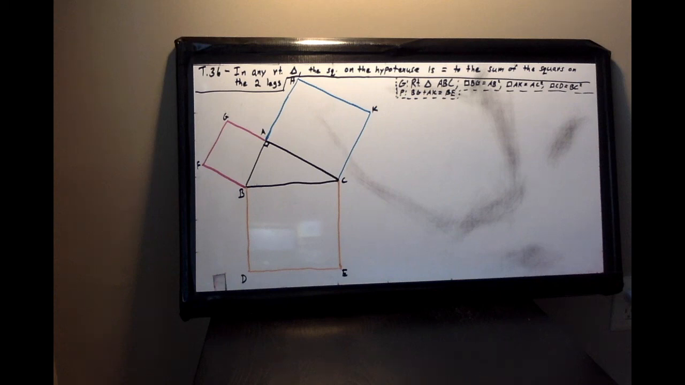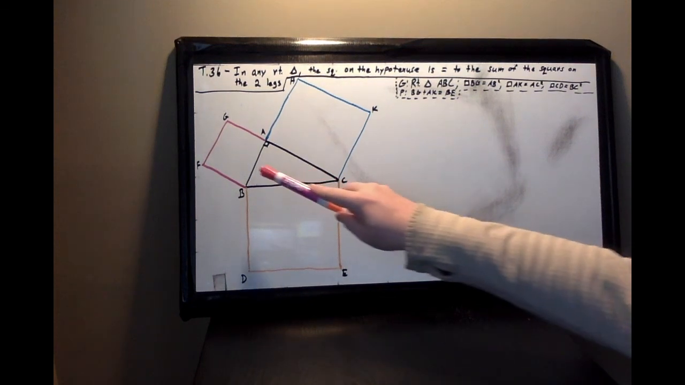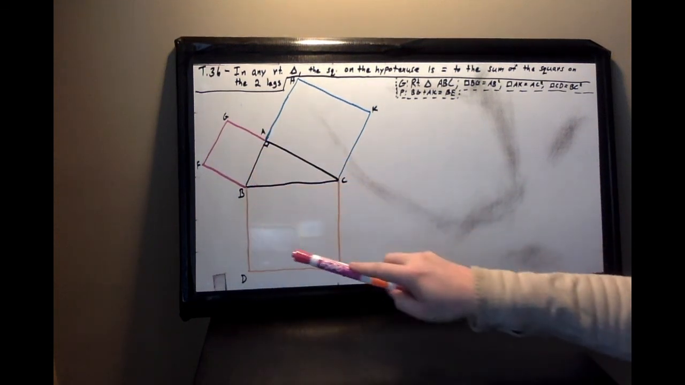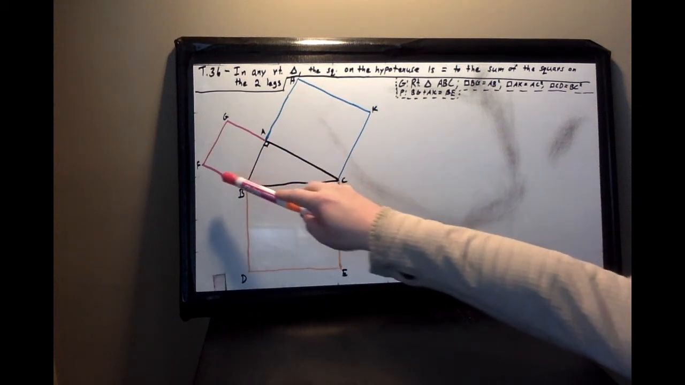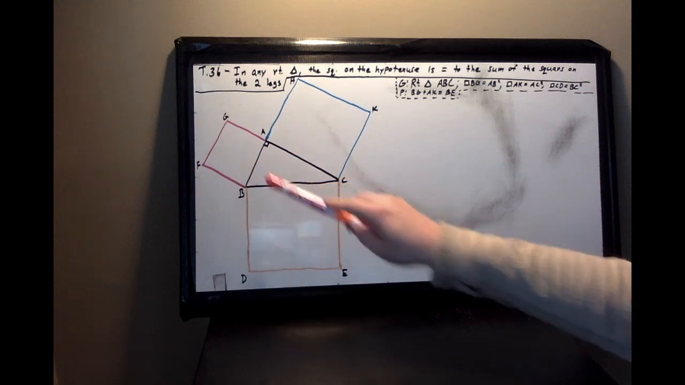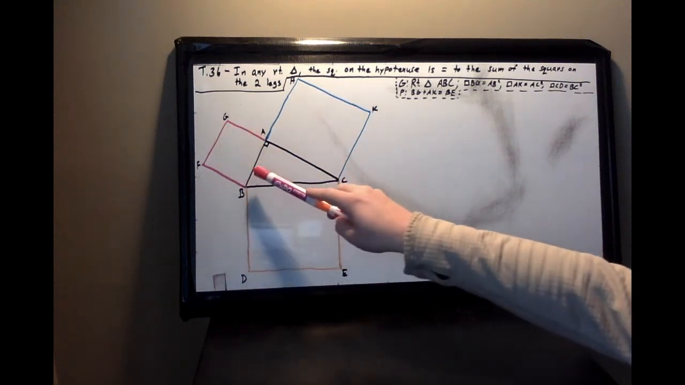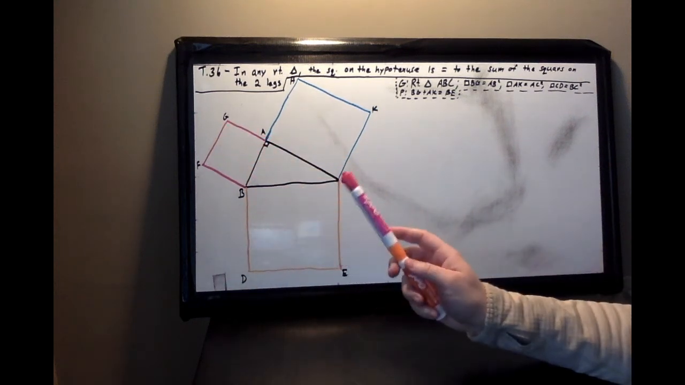So what does that mean? If we take a look at our picture, we have our right triangle, and you'll see this pink square is the square on AB. So all four of these sides are equal, and this is a square on AB. It's another way to think about it: it's AB squared.